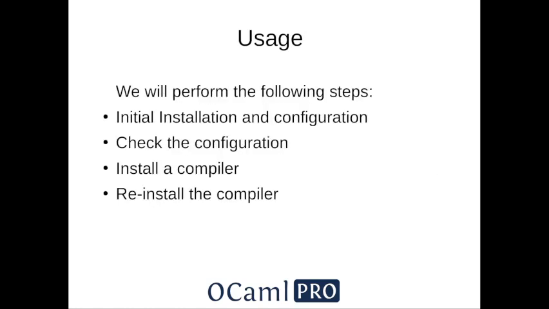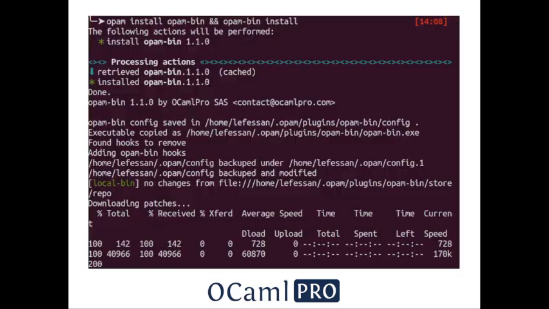So let's see a few steps of a standard usage of OPAMBin. The first step is to install OPAMBin and configure it. Usually you just need to use opam to install opam-bin from the official repository of OPAM, and then call opam-bin install for OPAMBin to configure itself.